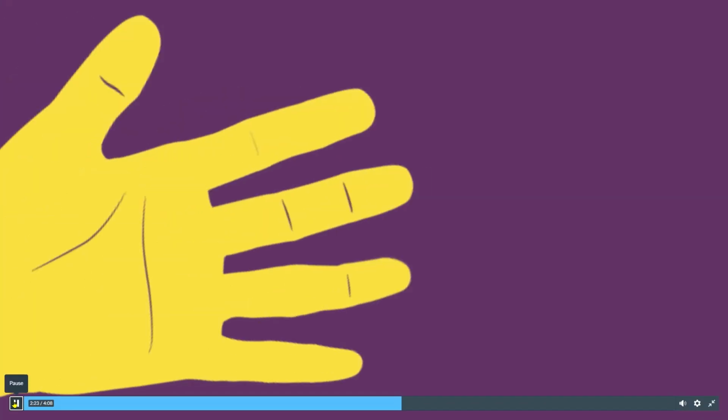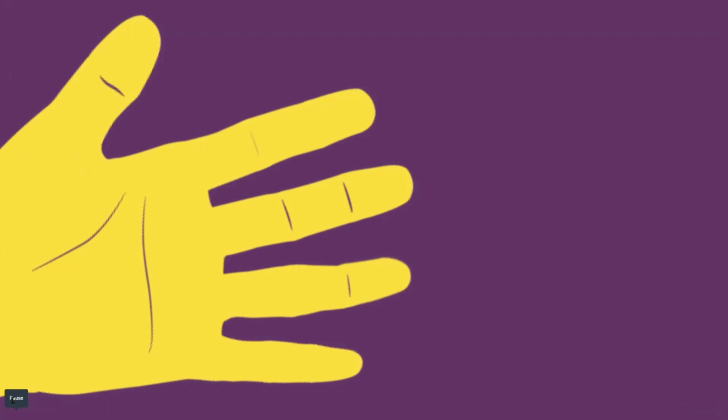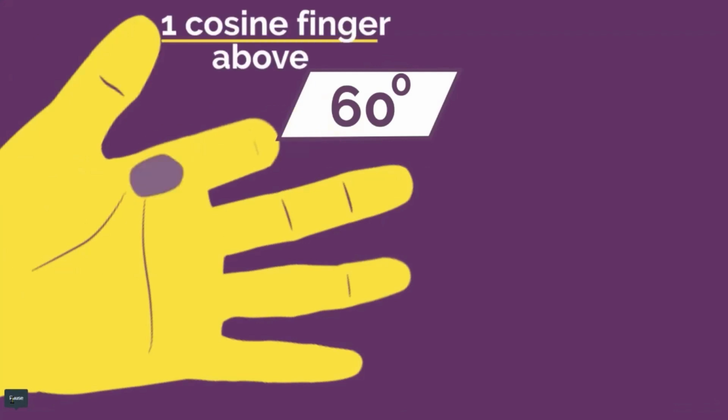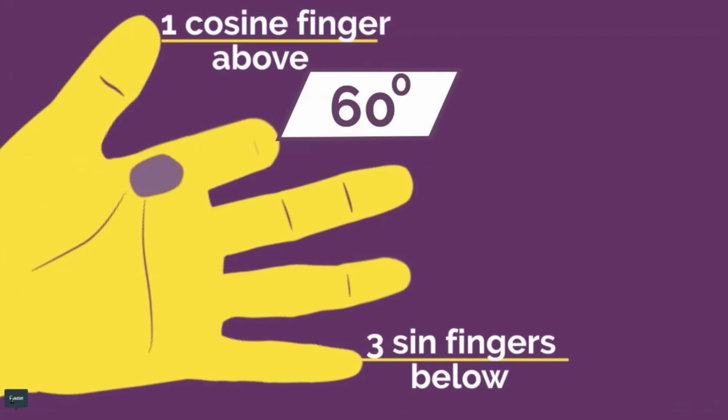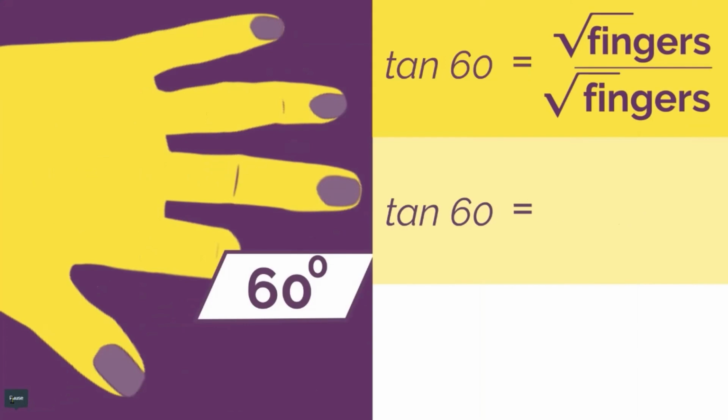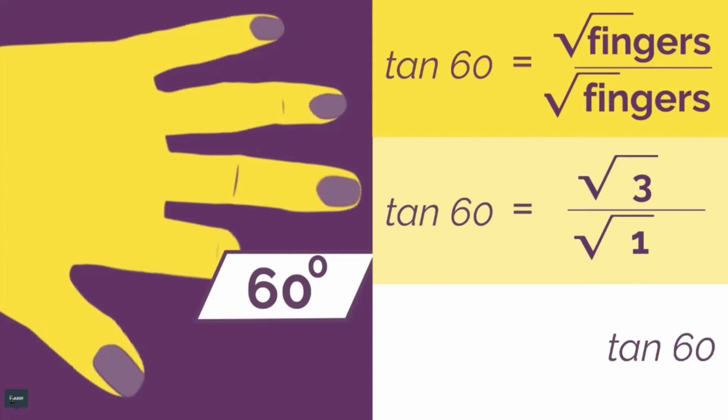For tan, we still count fingers, but there is just one extra little twist. The same as for sine and cos, bend down the angle finger. So let's find tan 60, and that would be pi thirds. We put down our thirds finger. We've got 1 cosine finger above and 3 sine fingers below. For tan, we flip our hand over and we have 3 sine fingers above and the 1 cosine below. So tan is square root fingers over square root fingers. So square root 3 over square root 1, which simplifies to root 3.